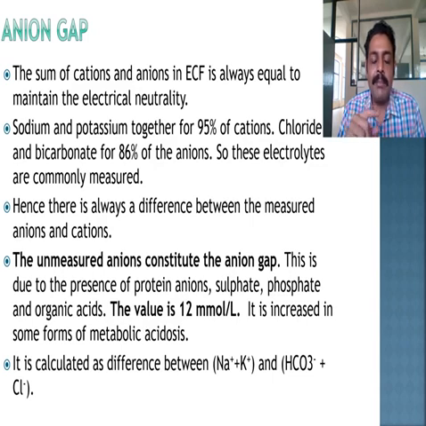You can understand by seeing the calculation below. The difference is sodium plus potassium minus bicarbonate minus chloride. So the measured cations are sodium and potassium. The measured anions are bicarbonate and chloride. And there are many unmeasured anions, that is sulphate, phosphate. But this difference is called the anion gap, the difference between the measured cations and the measured anions.